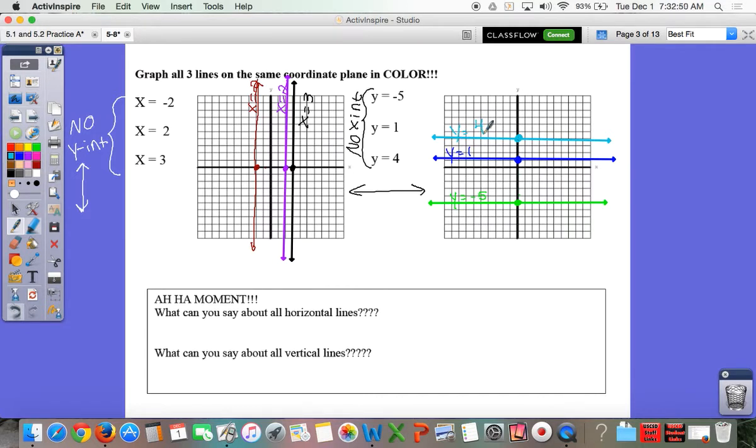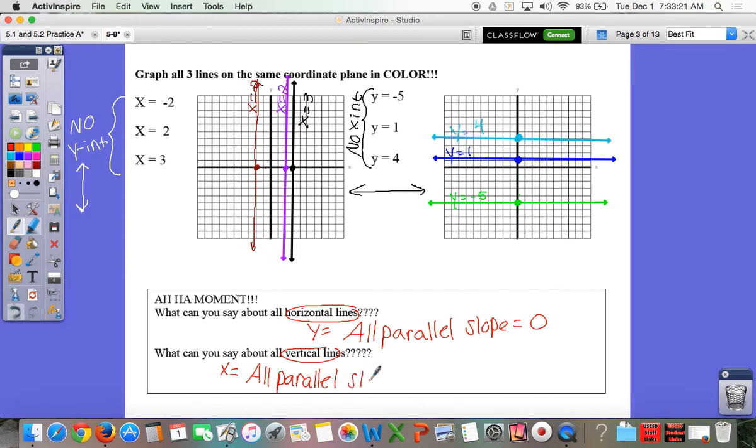So this says, aha! There is an aha moment. Do you notice something super special? What can you notice about all horizontal lines, which remember are all y equals lines? Well, they're all parallel. They all have a slope that equals 0. What about our vertical lines? These are my x equals lines. They also are all parallel. Their slope equals undefined.